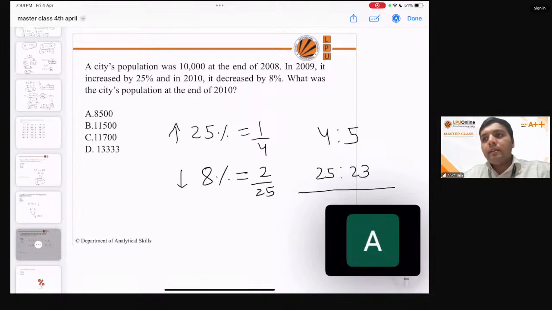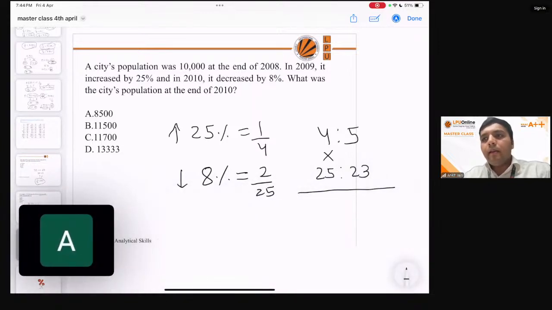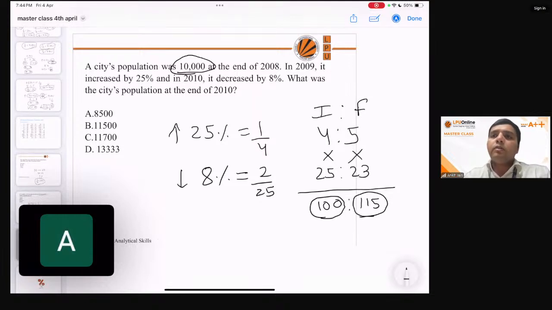So what is the net change in population? For net change, we multiply, because these two percentage changes happen one after another. This is initial and this is final. 25 fours are 100 and 23 fives are 115. So if the population was 100, now it is 115. Actually the population was 10,000, so 100 units equal 10,000, 1 unit is 100. So 115 units is 11,500.